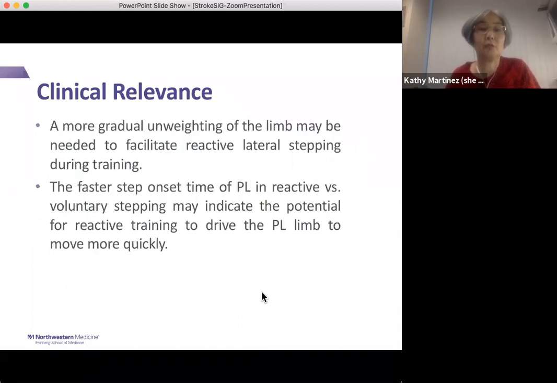A more gradual unweighting of the limb may be needed to facilitate reactive lateral stepping during training. The faster onset time of the paretic limb in the reactive versus the voluntary stepping may indicate the potential for reactive training to drive the paretic limb to move more quickly.